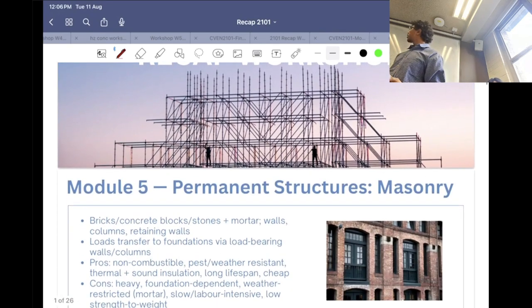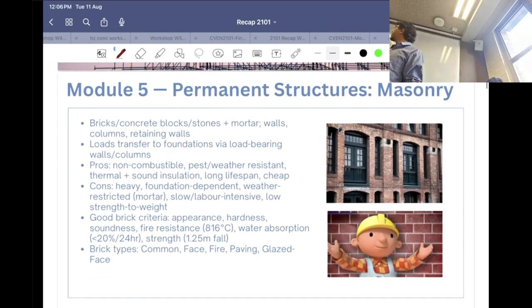Cool. So first of all, module 5 starts off with permanent structures. So it's masonry and other structures, so steels, timbers, stuff like that. Essentially what we have to remember here is masonry is just bricks, right? So bricks, columns and stuff. The main thing we need to know for this is the pros and cons, because they might ask us questions on that. So the pros are non-combustible, pest and weather resistance, thermal and sound insulation, long lifespan and cheap.